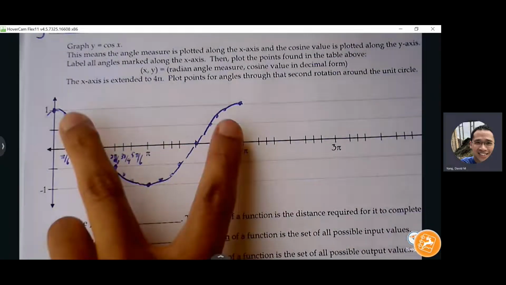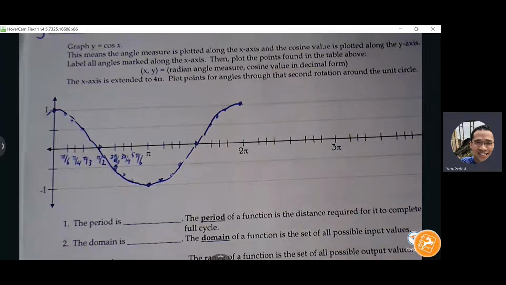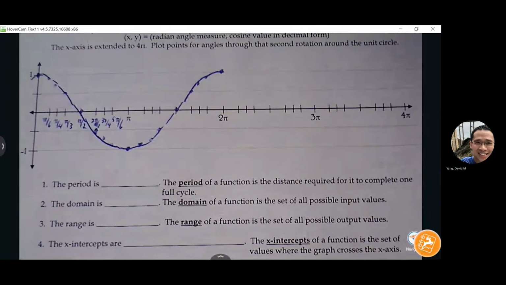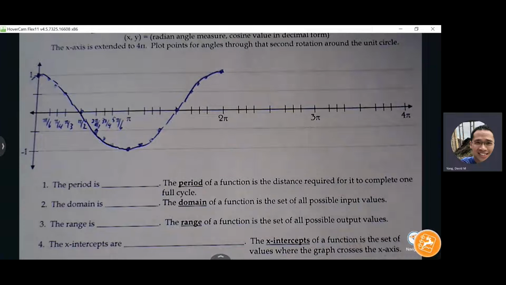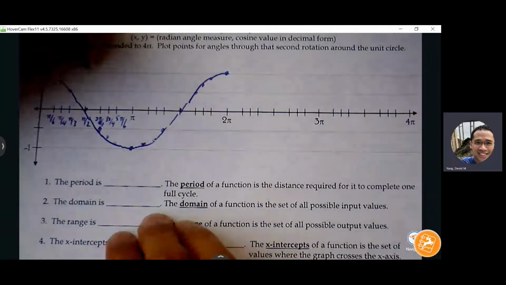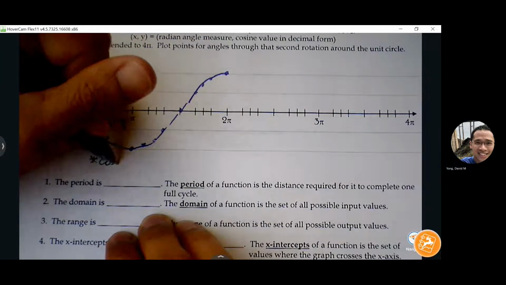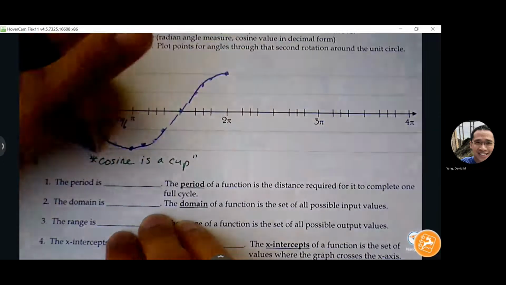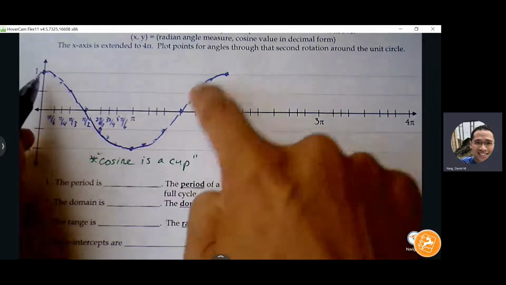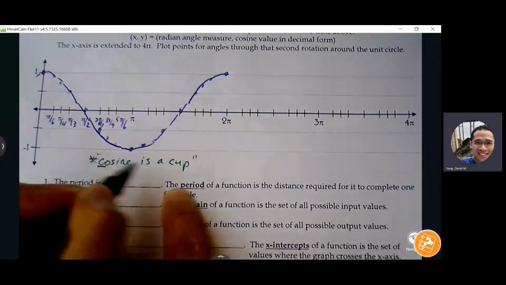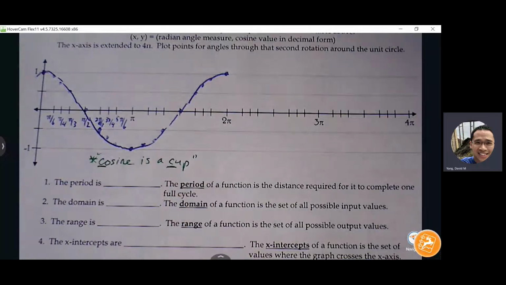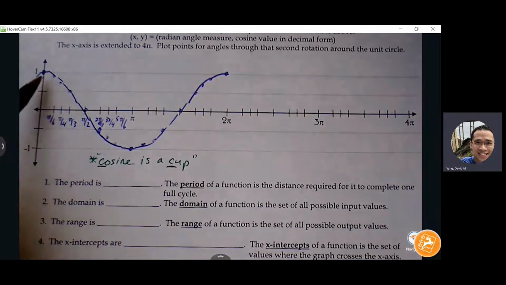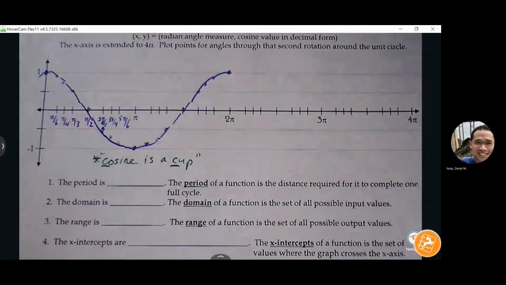It looks a little bit different. It goes from peak to peak instead of starting at 0. And one thing to help students visually see that shape is to think of cosine as a cup. Right, it has that cup shape. That's a nice way of remembering it, that cosine is a cup. So we know that it's going to start high and it's going to end high as well.